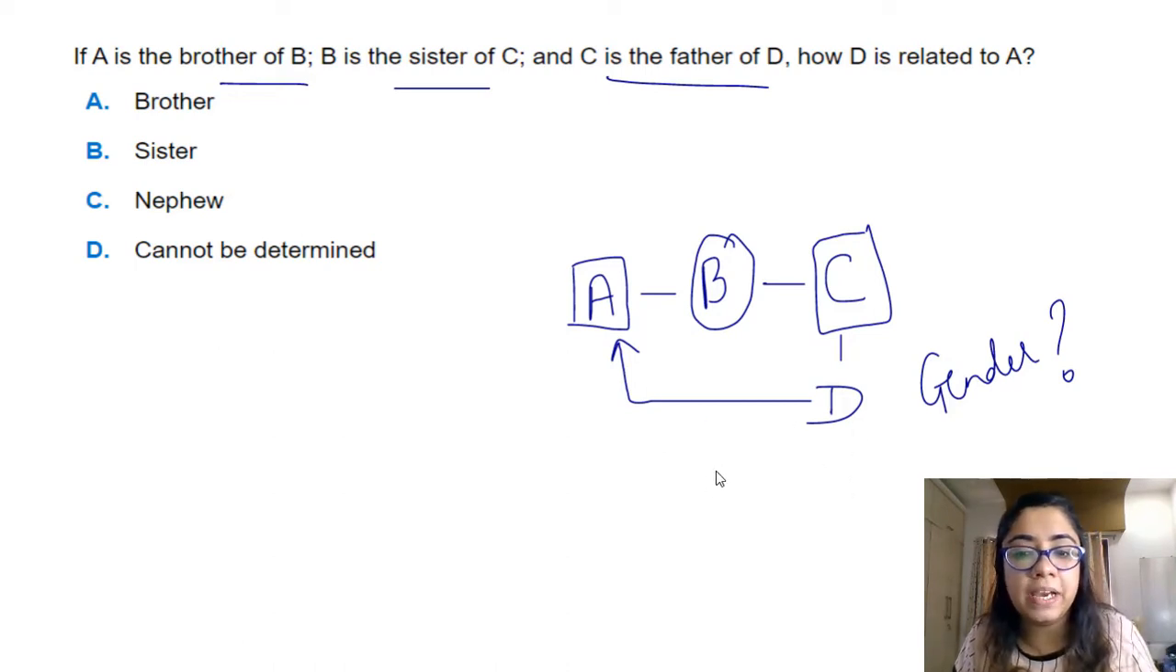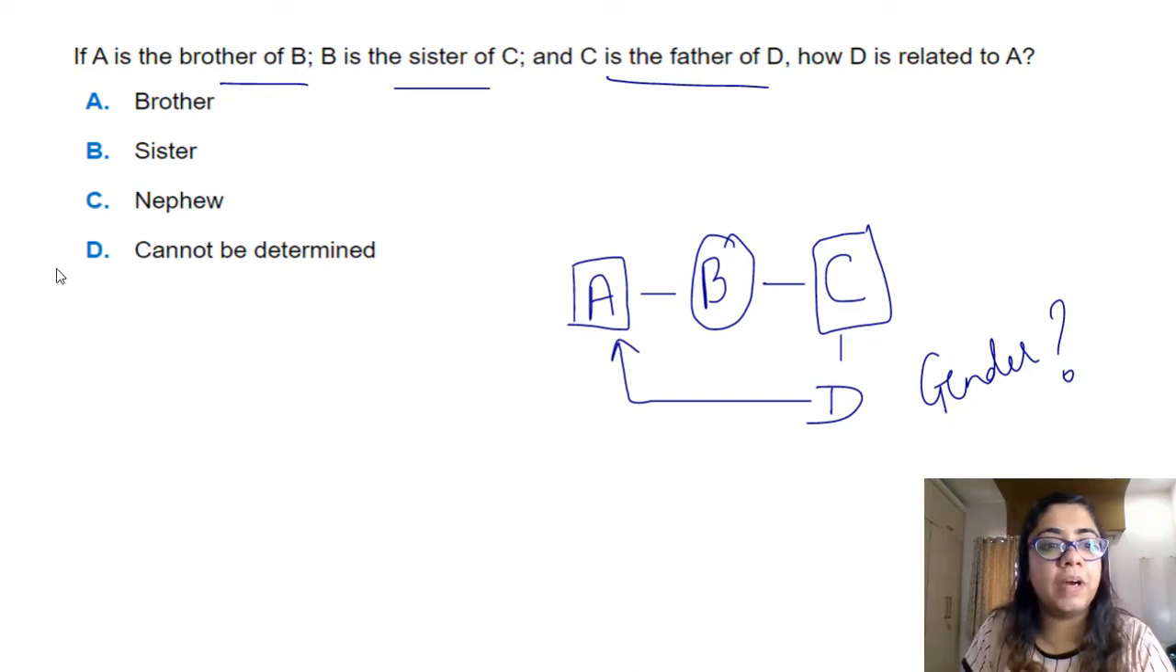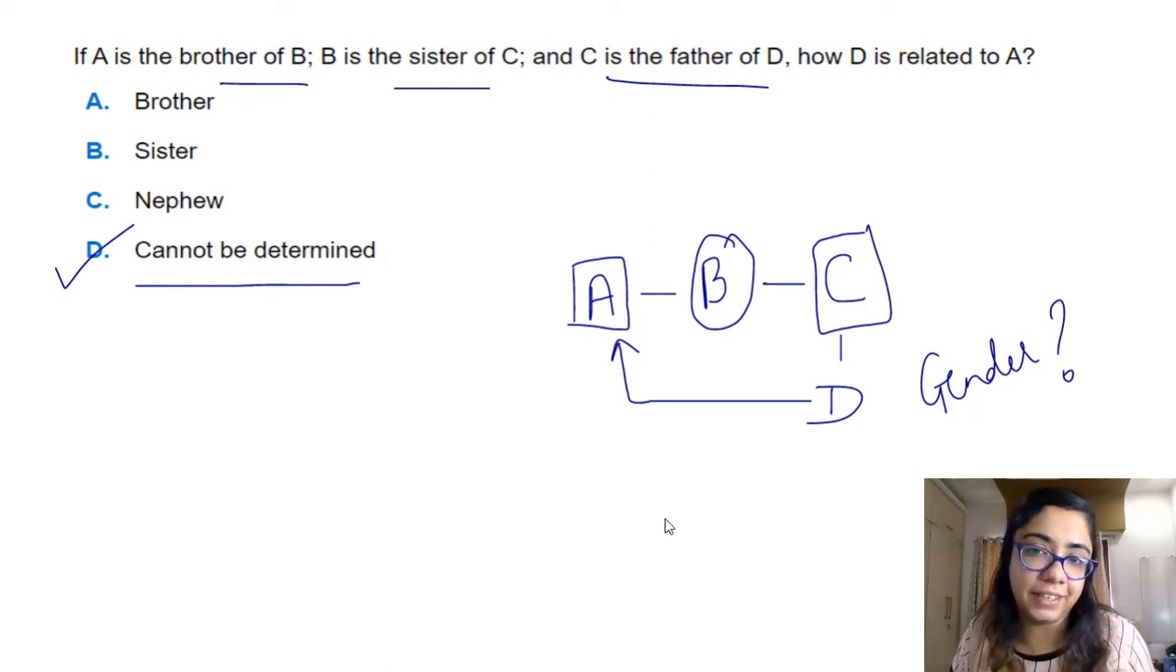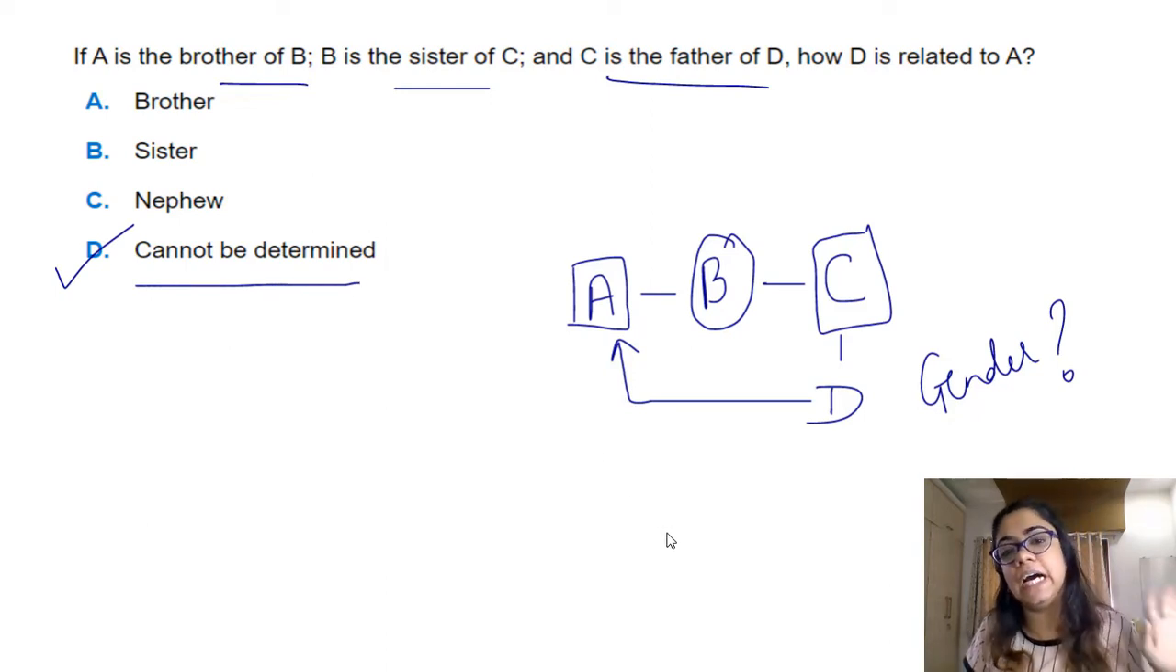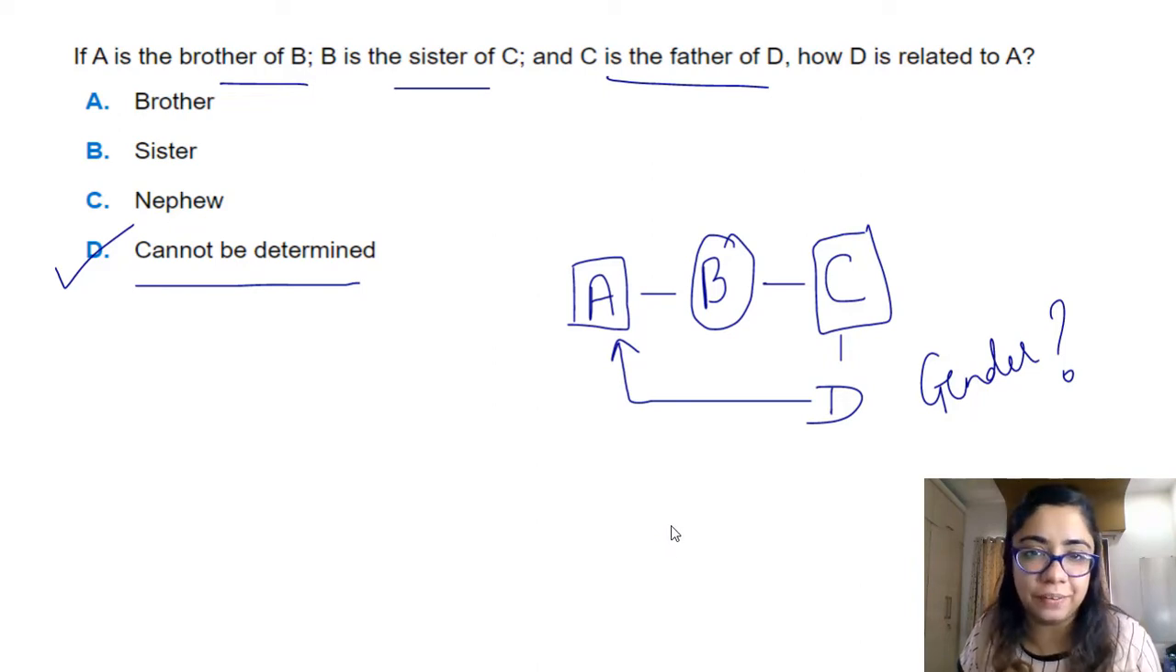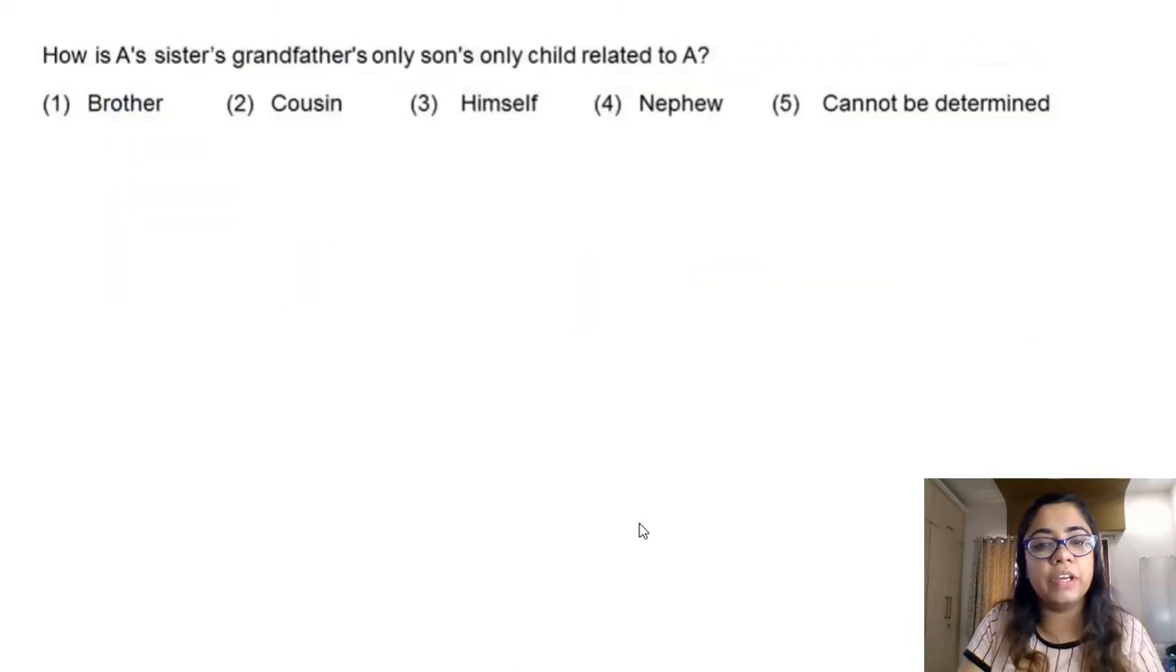So D could be a nephew of A or D could be a niece of A. I don't know the gender. So my answer becomes option D, cannot be determined. You cannot determine the answer because you don't know the gender. Okay. And please don't assume anything. Now moving on to the next one.